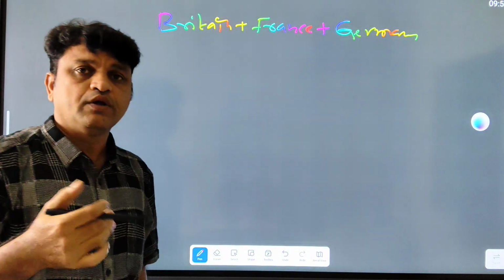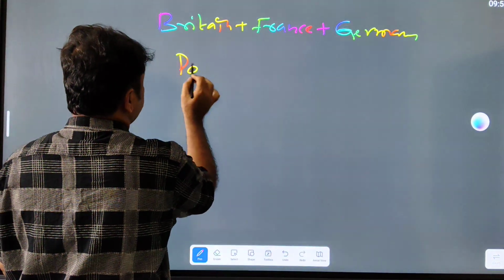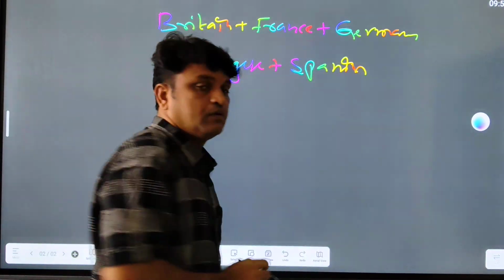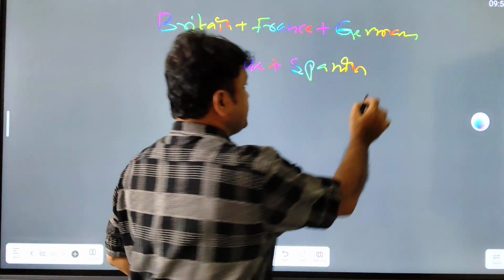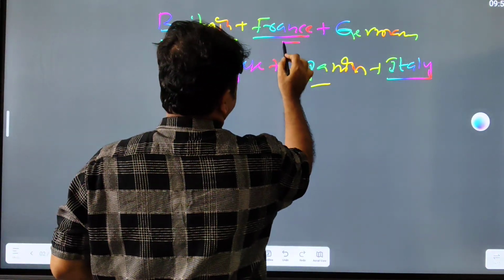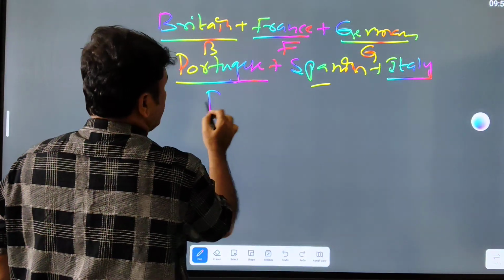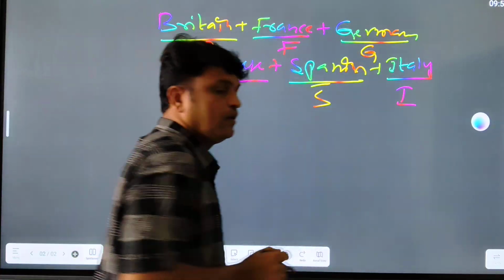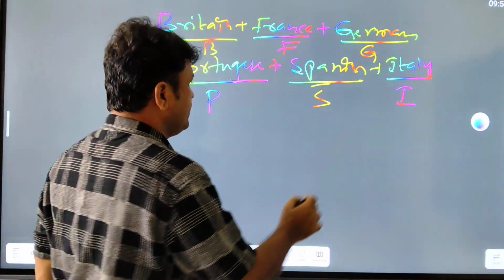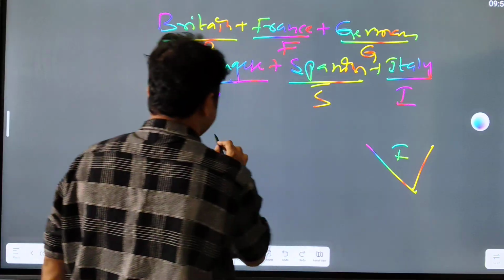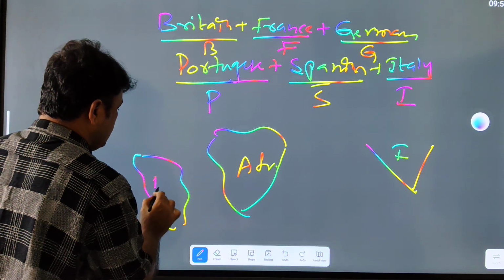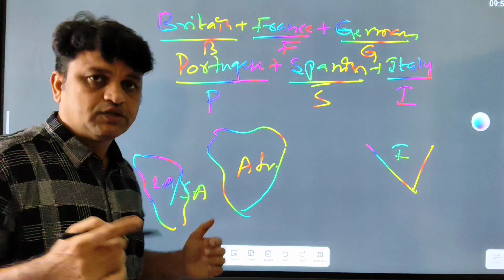These are the countries looking for raw materials, and there was heavy competition with the Portuguese and the Spanish, and of course Italy also. So Britain, France, Germany, Portugal, Spain, and Italy were heavily competing for the raw materials and resources in India, as well as in Africa and Latin America. South America can also be called Latin America.